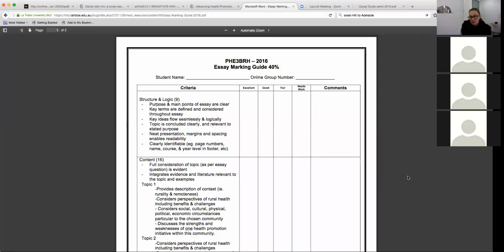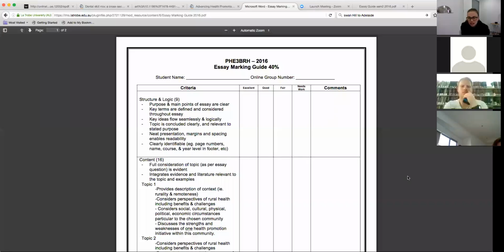Obviously, neat presentation, margins, making sure it's double-spaced. Because we mark online, double spacing just makes it easier for us to read, and then making sure you've just got margins. So just the normal margins that you would have on a normal Word document is sufficient. You also need to have, either in a header or a footer, your page number, name, course, and year level in the footer. Okay, so make sure that it's really clear that you do have all that information within a header or a footer. You do lose marks if you don't have that.